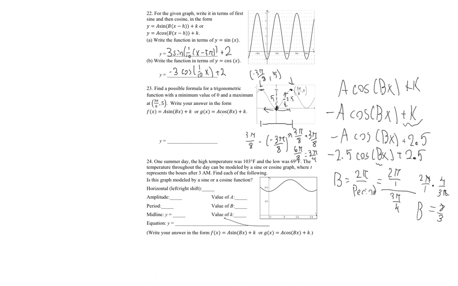So go ahead and put this in our equation. y equals negative 2.5 cosine of 8 over 3 x plus 2.5.